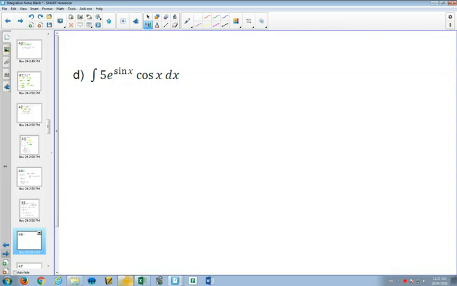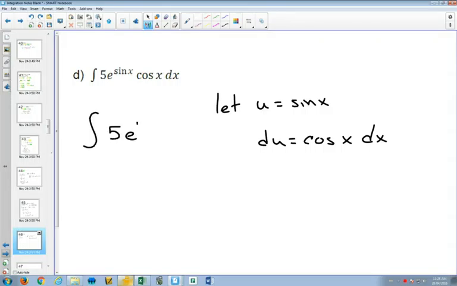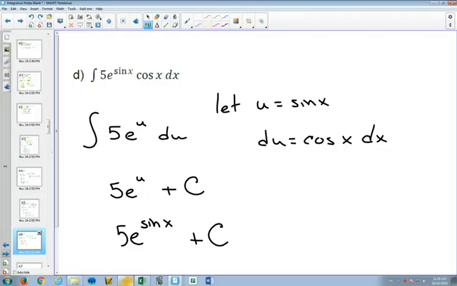All right, so to start off with, we're going to let u equals sine x, then the derivative is cos x dx. Your integral becomes 5e to the u du. Integrating e to the u, it stays the same, plus c, substitute back, and we get 5e to the sine x plus c.